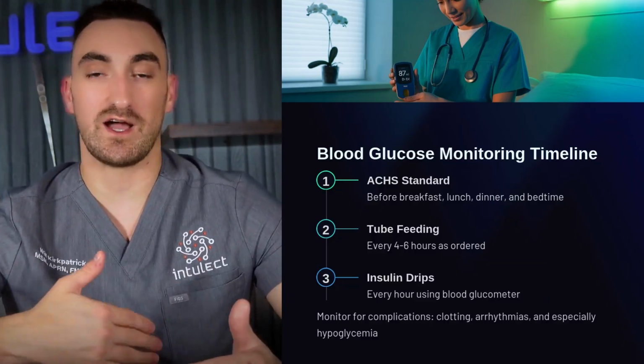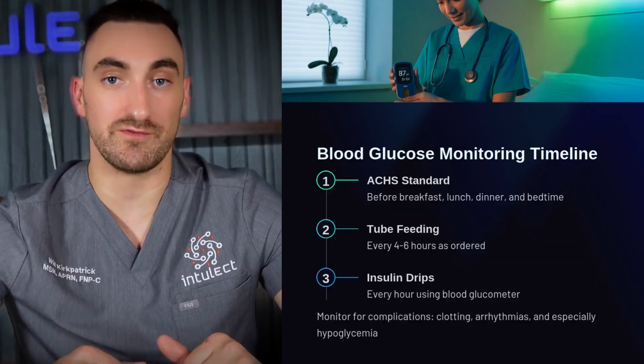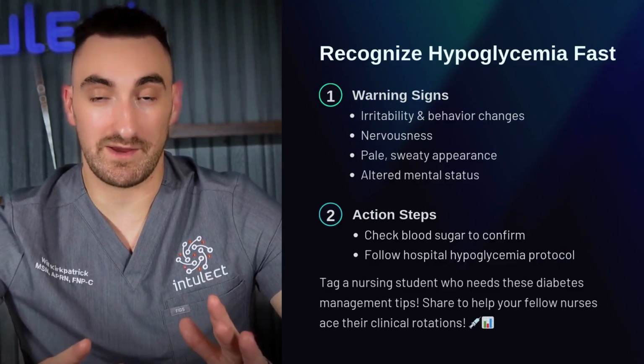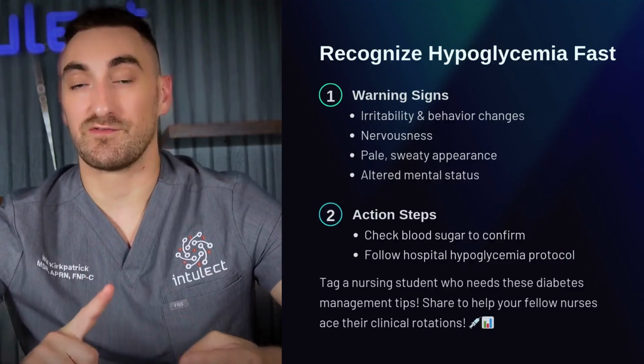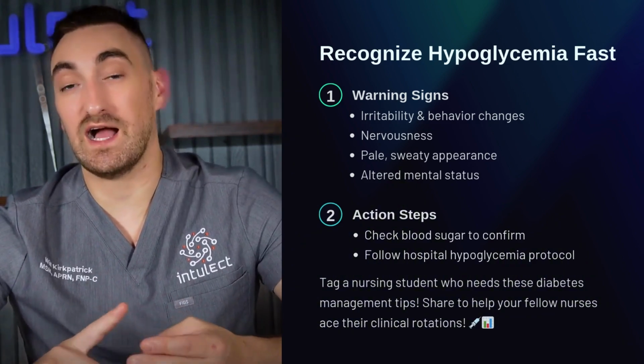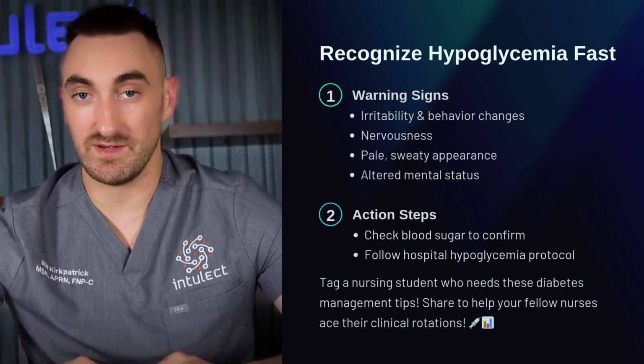So using the blood glucometer, of course, is going to be a pretty common task for the nurse and to monitor for that. And really the rest of the management as the nurse, you're going to just really look out for complications. Look out for clotting, look out for arrhythmias because they're at risk for cardiac disease, and especially look out for hypoglycemia.